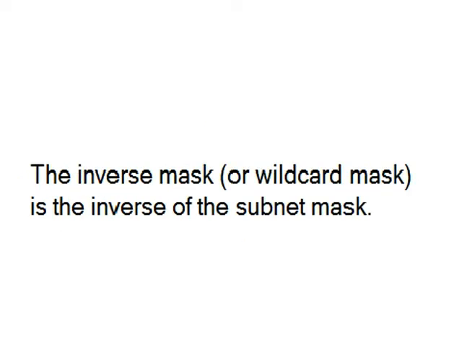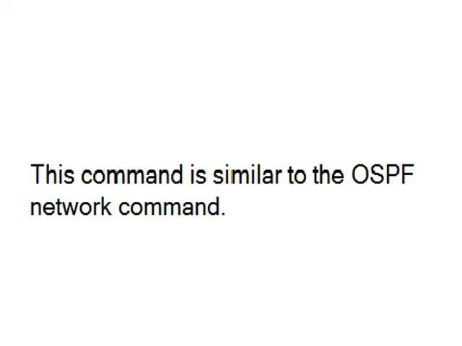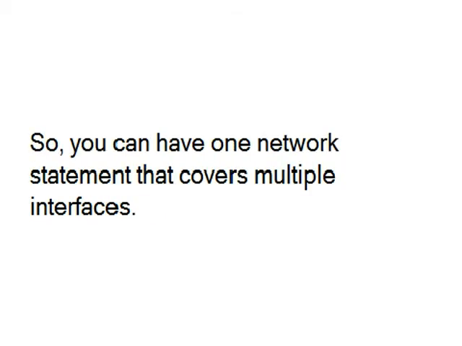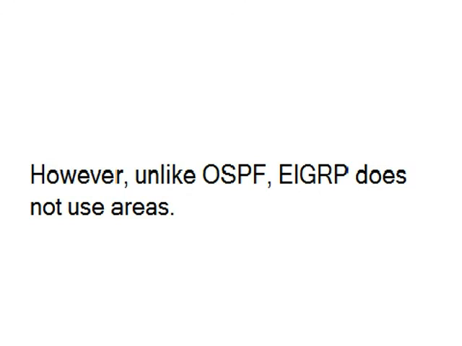The inverse mask, or wildcard mask, is the inverse of the subnet mask. This command is similar to the OSPF network command. It tells EIGRP which range of interfaces the specified IP addresses will apply to. So, you can have one network statement that covers multiple interfaces. However, unlike OSPF, EIGRP does not use areas.